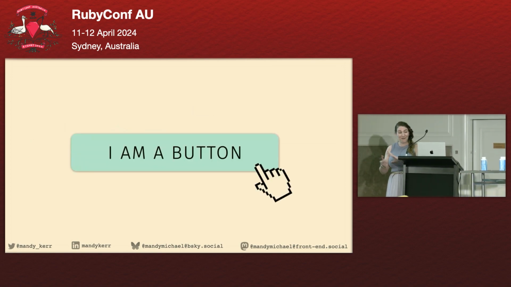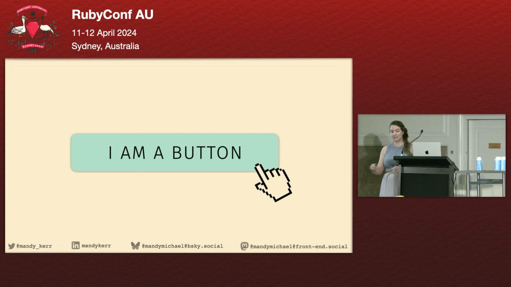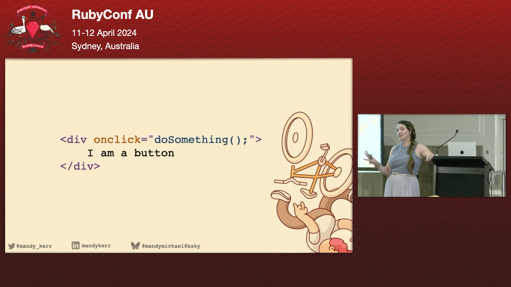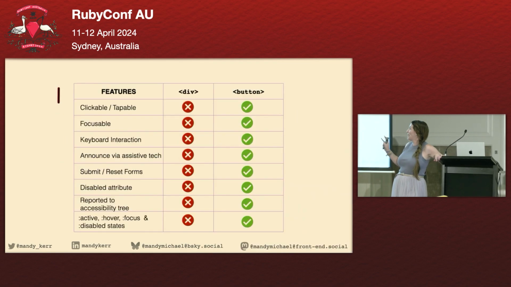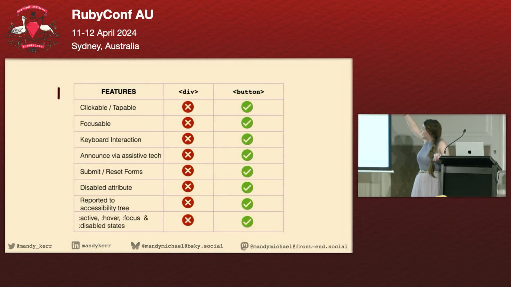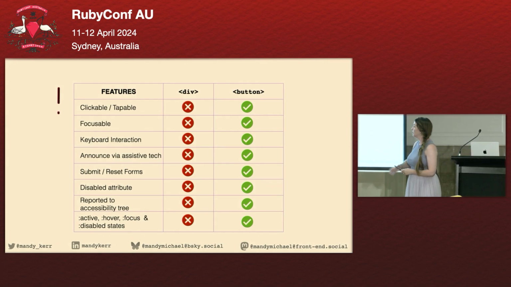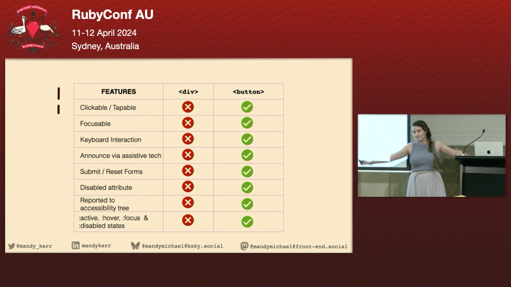And of course, the button. Buttons have lots of useful features, but typically people these days do this. And I know we had the 8 minutes of don't use divs, but I wanted to show my little table here because it really drives the point home. Buttons have all these features. Specifically, they're very good for accessibility. Announce via assistive text, keyboard interaction, focusable, reported to the accessibility tree. Divs, however, none of that.